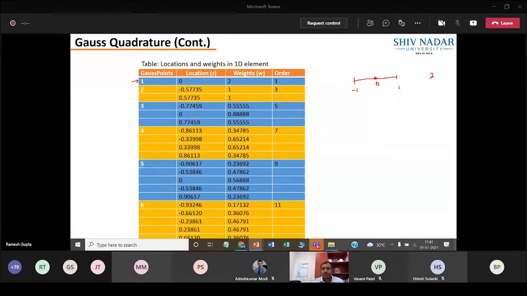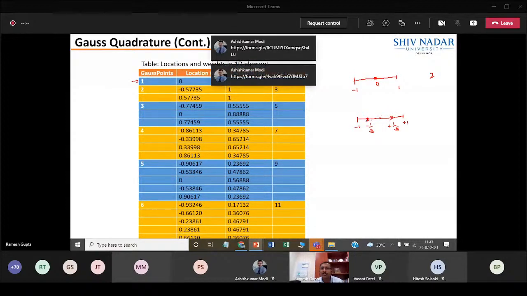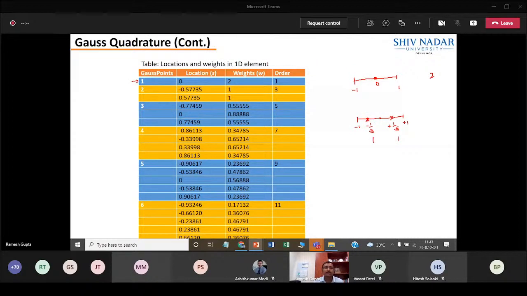Now, if I have two Gauss points, let's say within this domain of -1 to 1, let's say this is -1, this is +1, and you have minus 0.57735, which is minus 1 by root 3, and here plus 1 by root 3. These are the two integration points, and the corresponding weights are 1 and 1. So this is how you have to read this table: what is the location, what is the corresponding weight, and what is the order to which you can integrate. So just look at this table and try to get familiarized.